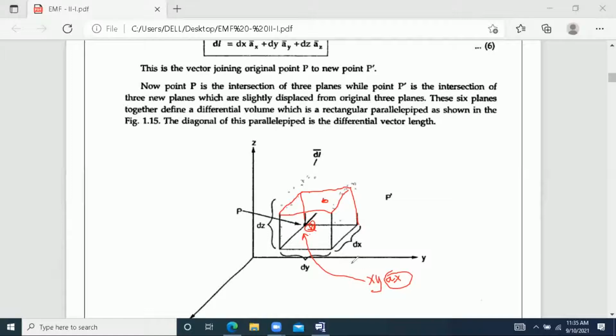It would be y, z, not x. Y, z, sorry. Would be zy. So this surface would be this times this, right? Length times width would be zy or yz in the ax direction.